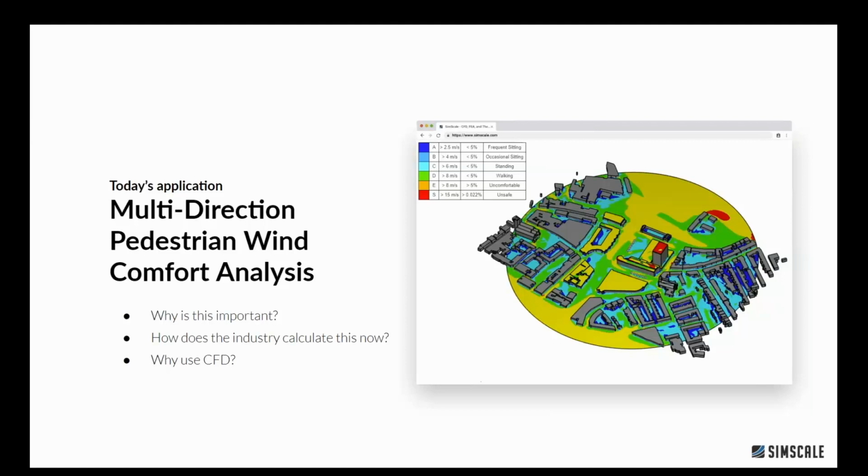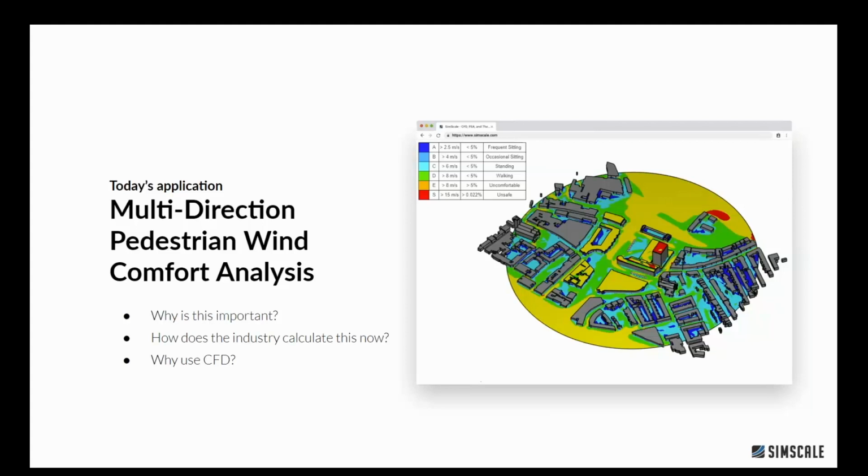Today's application is our new analysis type, which is multi-direction pedestrian wind comfort. We set about doing this because we have a really nice new solver, a Lattice Boltzmann solver, which we'll talk about a little bit more in a second. It's really fast and it's really capable of dealing with not particularly beautiful geometry and also large scale. So we can run these city-sized models, at least for a single direction, in essentially minutes, capturing many minutes in real time.